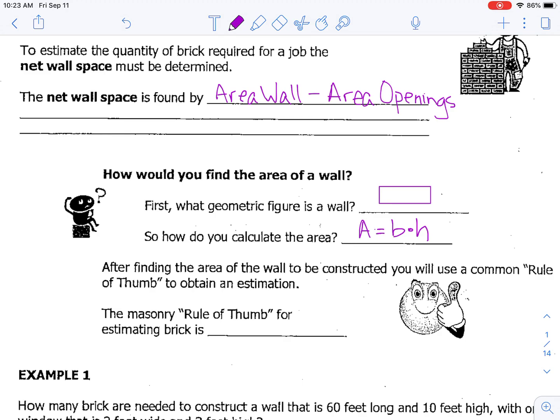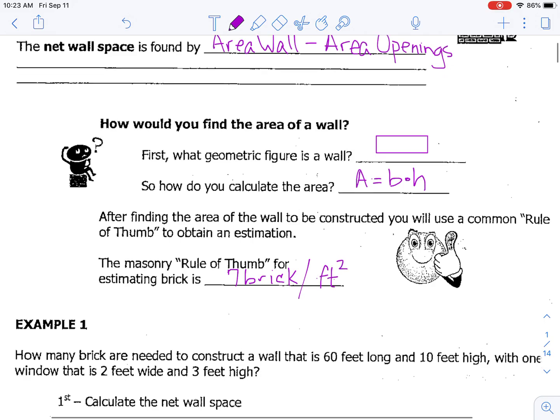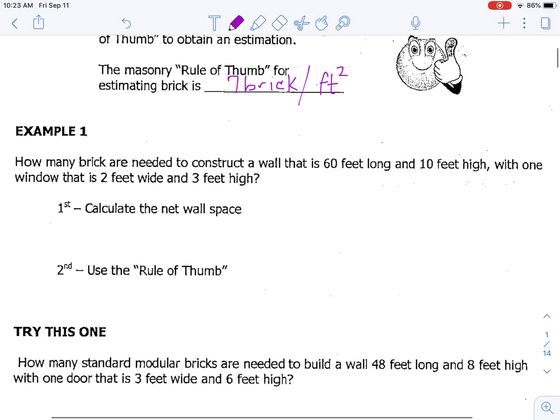Then after you find the area of the wall, or the net wall space, you're going to use a rule of thumb. That rule of thumb for brick is that there are 7 brick for every square foot of wall space. So let's do a couple examples here.